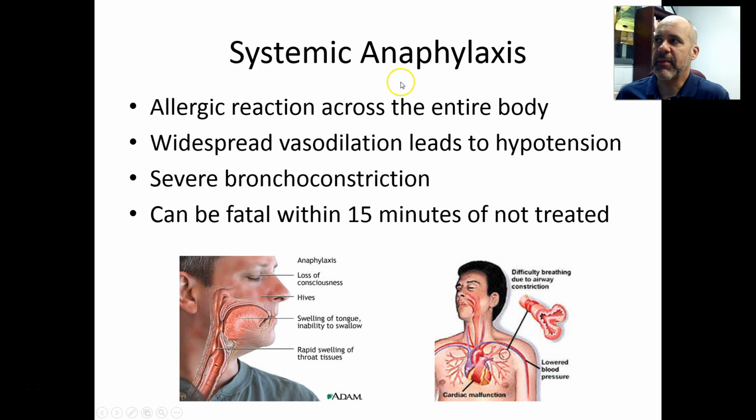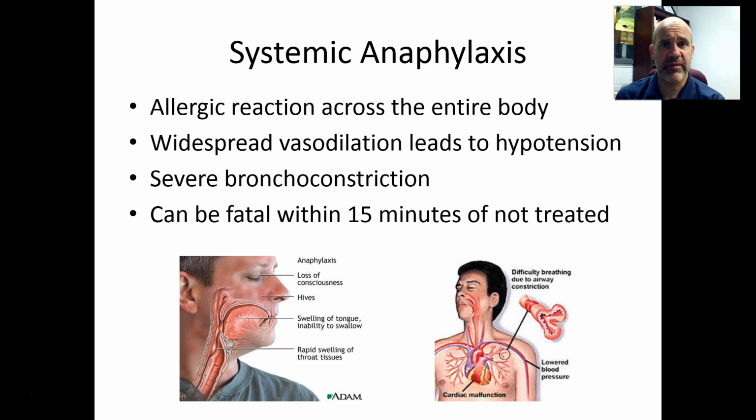As I mentioned earlier, systemic anaphylaxis occurs when you have an allergic reaction across the entire body. So let's say you are severely allergic to fire ant venom. When a fire ant bites you, that venom gets into your bloodstream, so it travels all throughout the entire body, which means once you start generating these antibodies, you can have mast cells and so forth that are sensitized, with those little IgE antibodies docking on them, throughout the entire body.